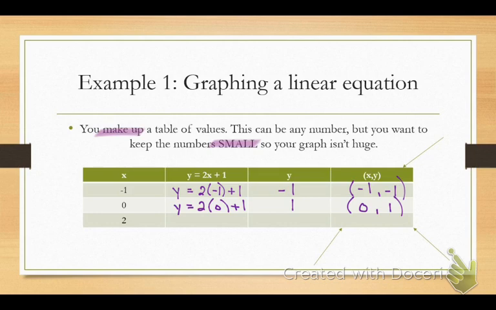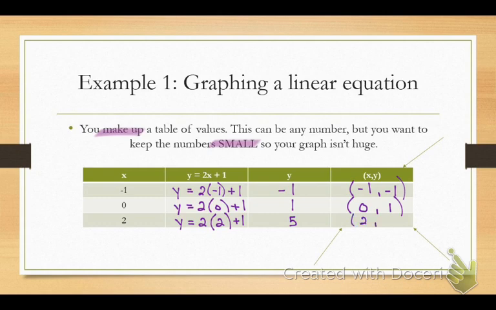All right, so Michael, you want to give me the next one? Y equals 2 times what? 2 times 2 parentheses plus 1. Yep, very good. And what did you get? 5. He got 5. Is that true? 2 times 2 is 4. Yes. 4 plus 1 is 5. Okay, so now I've got 2, 5.